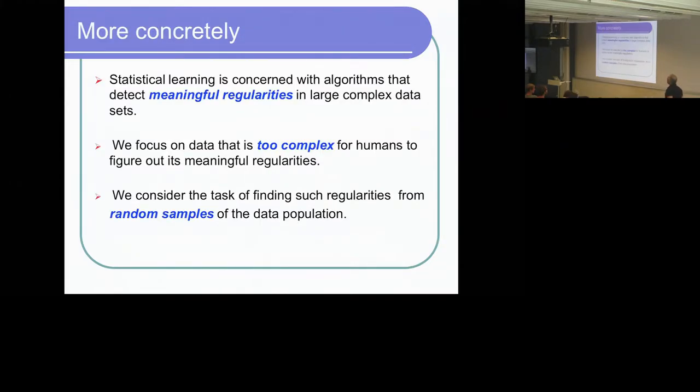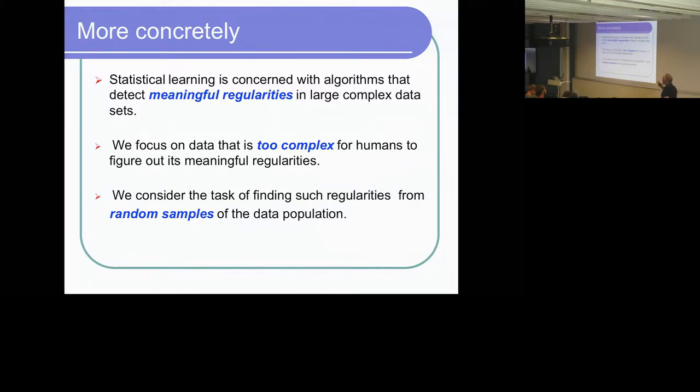Okay, so more concretely, we look at algorithms that will try to detect meaningful regularities in very large complex data. So you have a very large complex data set, for example the records of 10,000 patients collected over 15 years. Every year you interview all your patients and do a test on them, and you get tons of data. Now you're trying to find some kind of meaningful pattern. Very simple patterns could be found by human perception. The doctor can notice that there is a correlation between people having cancer and people smoking. But if the connections are more complex, and not just one variable implies another variable, then human perception is too weak to detect it. What we are hoping is that statistical machine learning algorithms will allow us to pick up such meaningful patterns. So we focus on data that's too complex for humans to figure out the meaningful regularities.